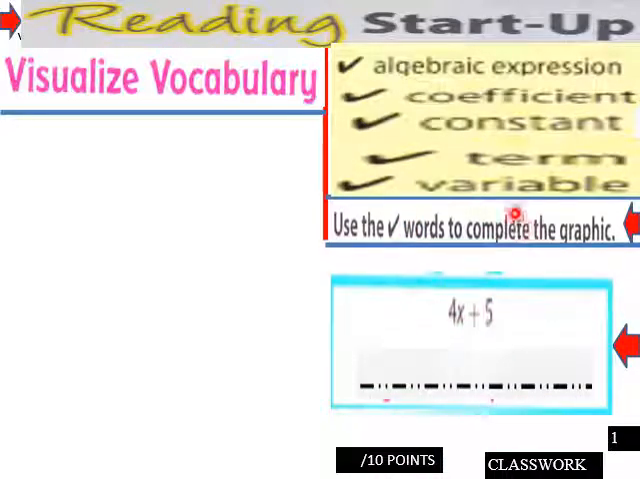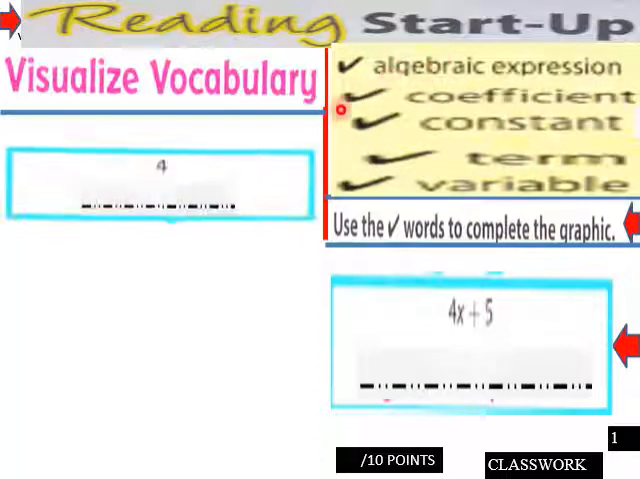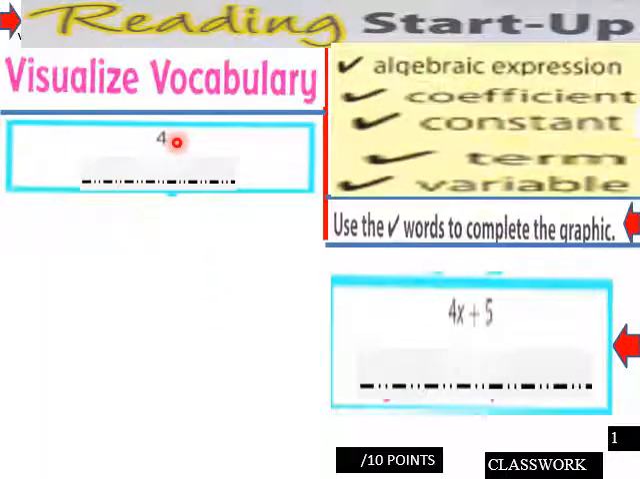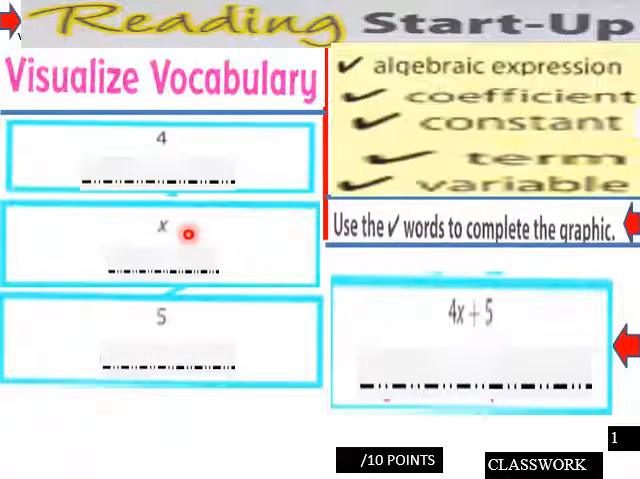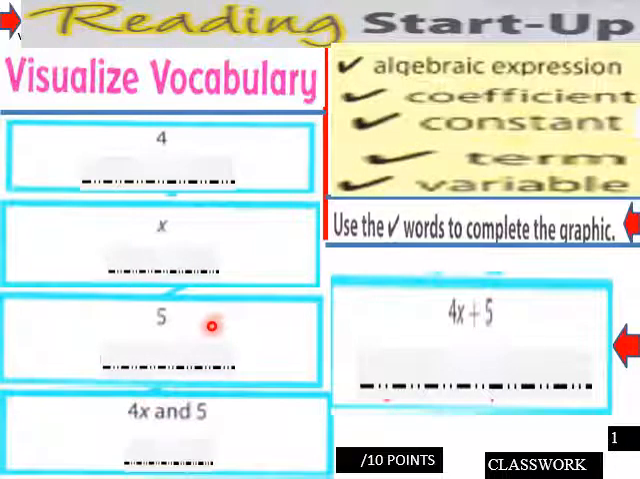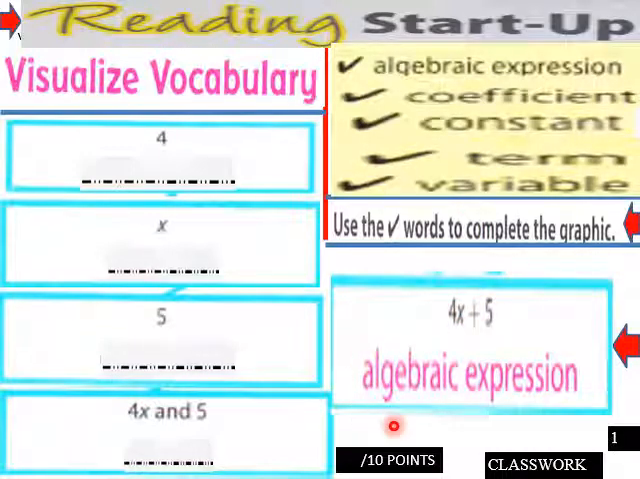4x plus 5, which one of these would solve that? I think this would be it here. Who knows? And then here, 4 is a what? And then x is a what? And then 5 is a what? And then 4x and 5 is a what? Algebraic expression here. Algebraic expression.